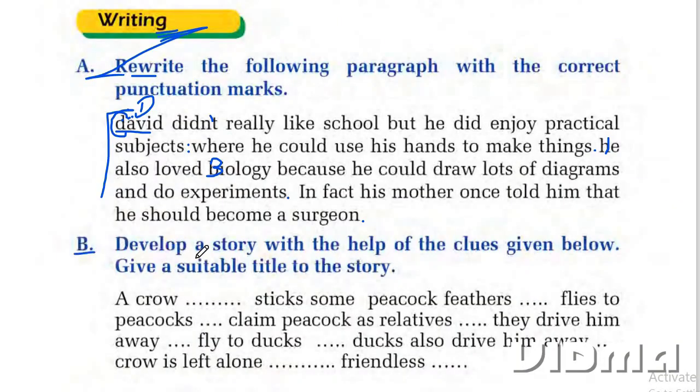B. Develop a story with the help of the clues given below. Give a suitable title to the story. So, a crow sticks some peacock feathers, flies to peacocks, claims peacock as relatives, they drive him away, flies to ducks, ducks also drive him away, crow is left alone, friendless. Let me give you the proper answer.